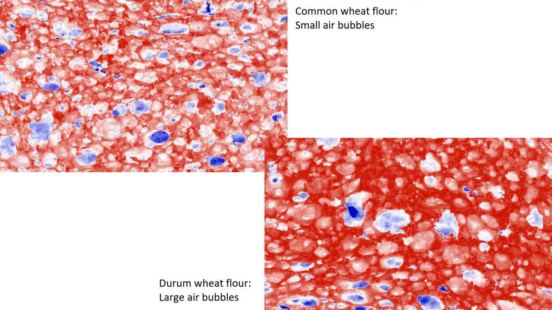The image on the right is durum wheat flour, and we can see that it has fewer and larger blue areas. This means larger air bubbles and a coarse crumb, which makes it lower quality and also tells us that something about the durum wheat flour is not helping those air bubbles that we need for good bread.